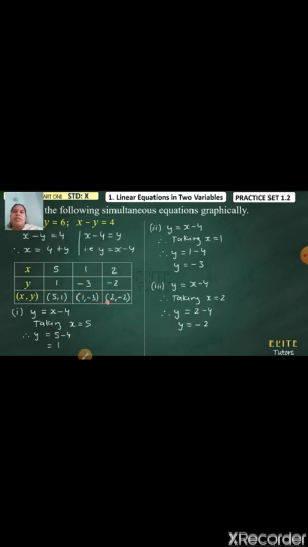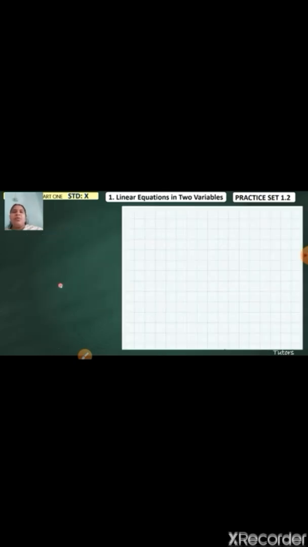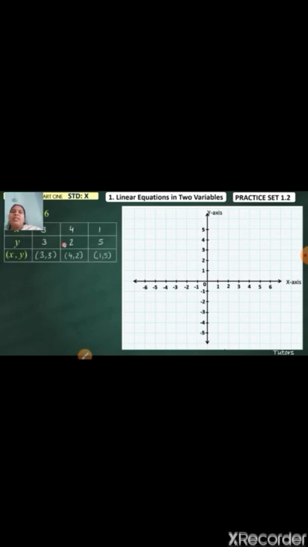So let us start drawing it on the graph. Take a graph page, and as I have told you, the first step is to draw the x-axis and y-axis. The horizontal line is the x-axis, whereas the vertical line is the y-axis. Name it. The point of intersection is 0. To the right are positive numbers, to the left are negative numbers, above the origin are positive, below the origin are negative numbers. So once you have finished this, take the first table and see the values.